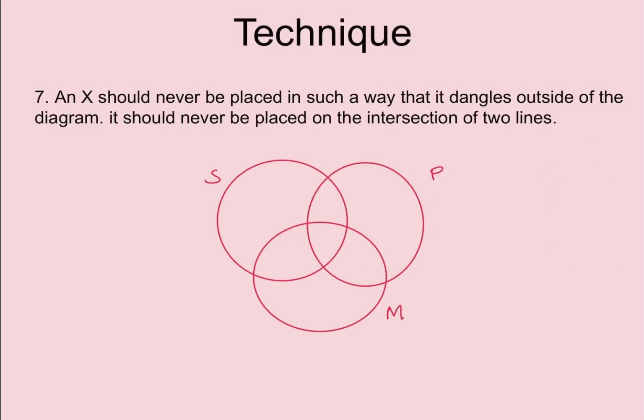Now let's see the seventh technique. The seventh technique says that X should never be placed in such a way that it lies outside of the diagram. Meaning that you cannot put the value of X here, or here, or here. So that is technique number 7.